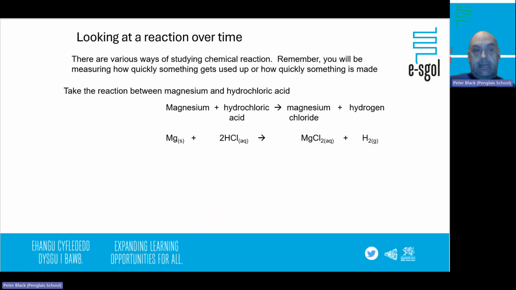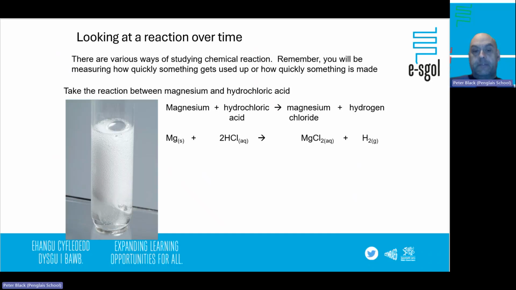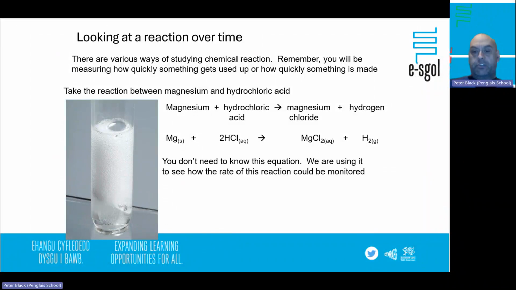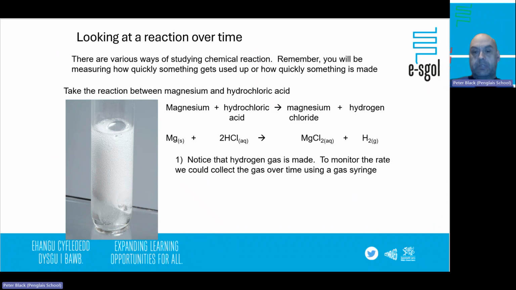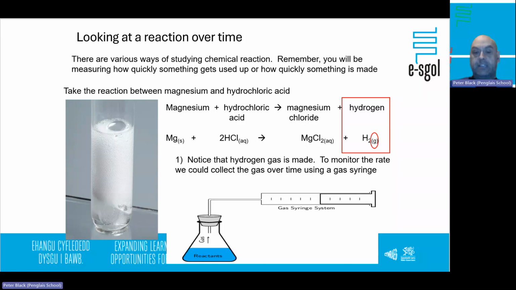Now, as I showed on the first slide, we could actually collect that hydrogen gas. There's the gas being formed, and we can see how quickly that gas is forming. To do that, we'd use two pieces of equipment. One piece we could use is what's called a gas syringe. So here's our gas syringe. As the gas is forming, we collect the gas in the gas syringe and we record that over time. We can record every minute what volume of gas is being formed. So it's well worth remembering this name of the equipment, the gas syringe.